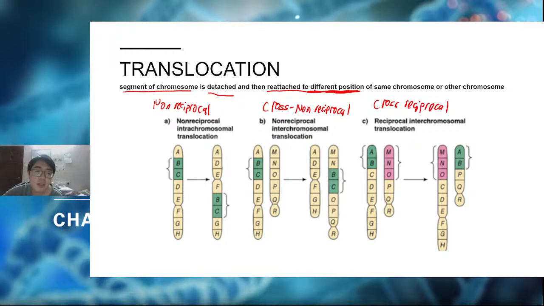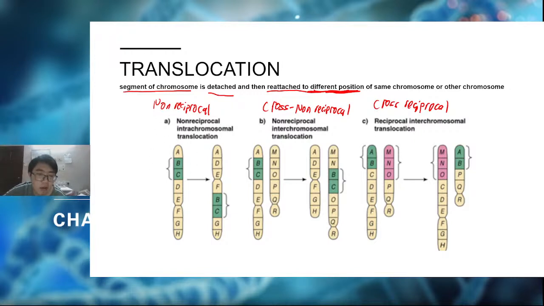But for this one, actually it has another name. This one is non-reciprocal intrachromosomal translocation. This one is called non-reciprocal interchromosomal translocation. This one is called reciprocal interchromosomal translocation. So what is the difference? Firstly, I'll look at the non-reciprocal one.